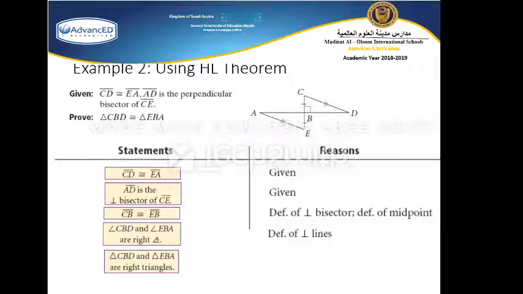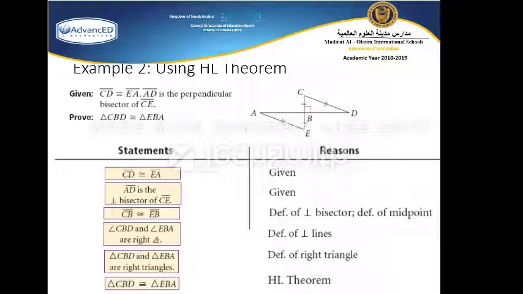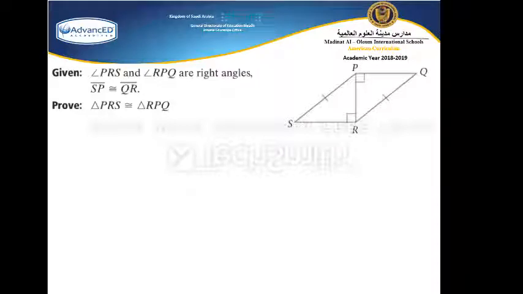Then the two triangles CBD and EBA are right triangles. This is the definition of right triangles. Then the two triangles are congruent by the HL theorem, because we have the hypotenuse CD and the other hypotenuse AE congruent. We have the other leg CB and the other leg BE, they are congruent in both of the two right triangles, then both of them are congruent by the HL theorem.